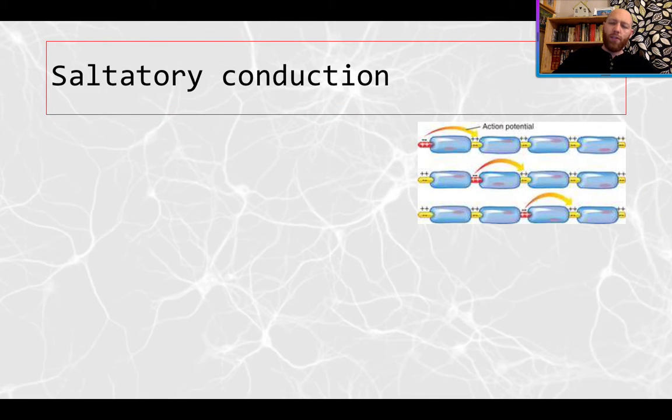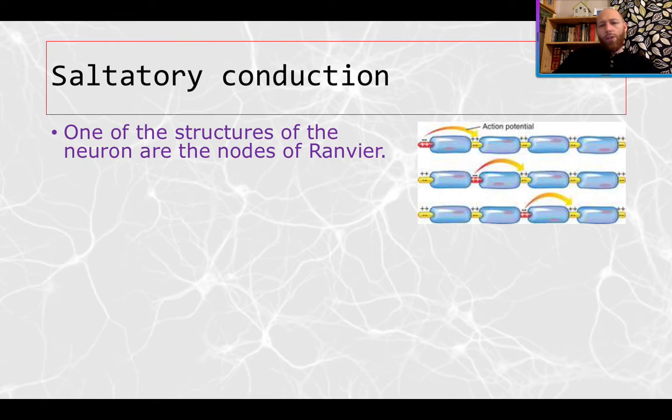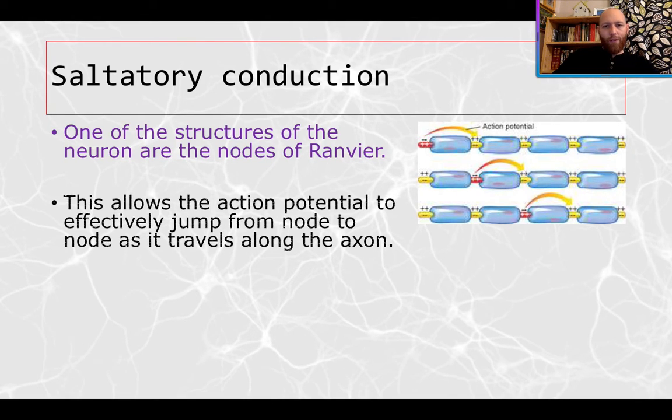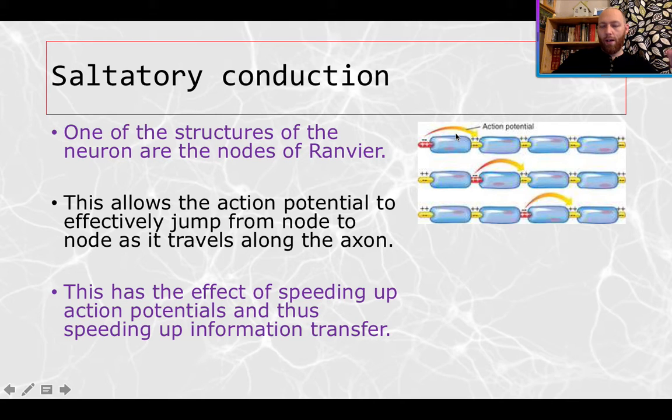Saltatory conduction then. I said I'd come back to the nodes. One of the structures are these nodes of Ranvier, and these effectively allow the impulse to jump across them as it travels along the axon. Now this has the very interesting effect of actually speeding up the action potential, allowing faster transmission. Now that's important because if it's fundamentally a unit of information, an action potential, then speeding up the transmission of that actually speeds up communication between those cells. And that results in faster cognition.